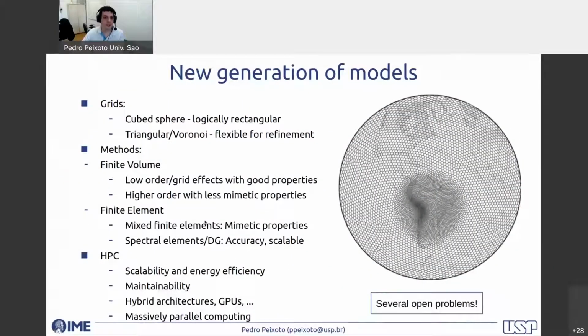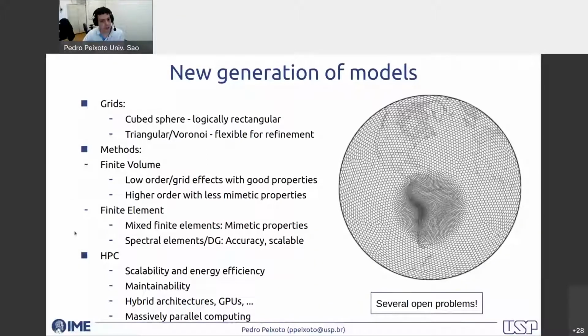Okay, so in this new generation of models, the two types of models that are gaining most popularity are those related to the cube sphere and triangular Voronoi grids. And there are 2 reasons here. You can either stick with the cube sphere to keep the logically rectangular shape, or you can go for triangular Voronoi because of flexible refinement, which I think is what interests a lot this community. Right? So this is what I'm going to focus on in the remainder of my talk. So things that will attract the wind energy community.